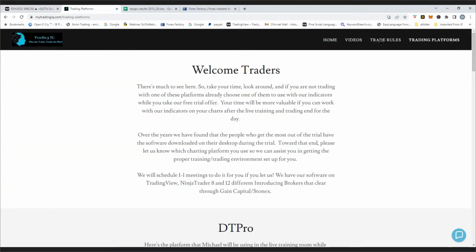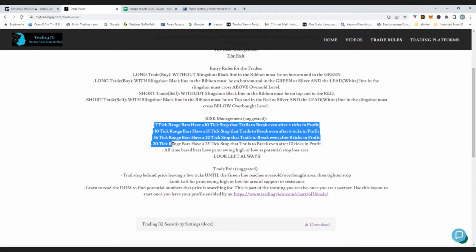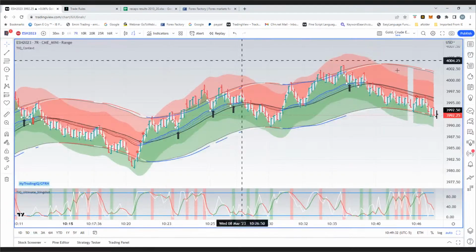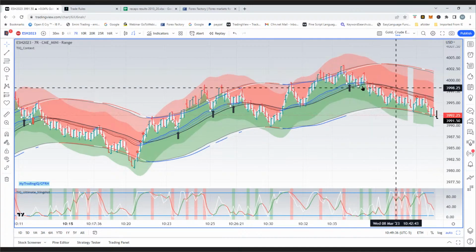Right here in the risk management, for the different bar sizes, I have what you should do for your risk management, how big your stop should be, when you should move it to break even. That's what I suggest for the different bar sizes. And you can trade these bar sizes on whatever market you want. Like I have the NQ on a 16 range and all these other ones on a 7 range because they're not as volatile as the NQ.